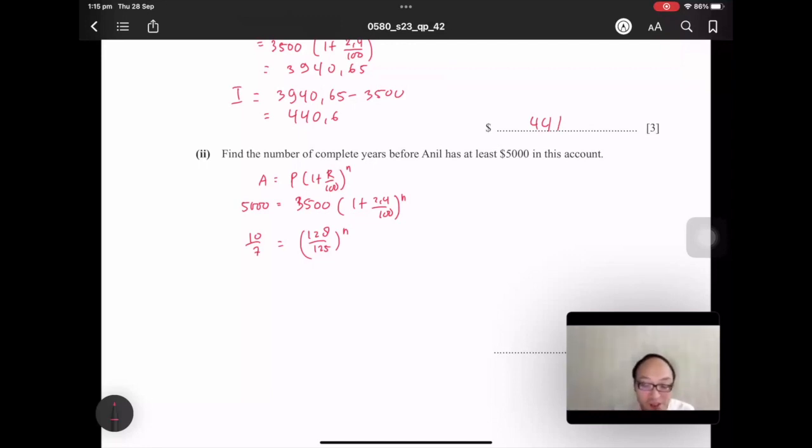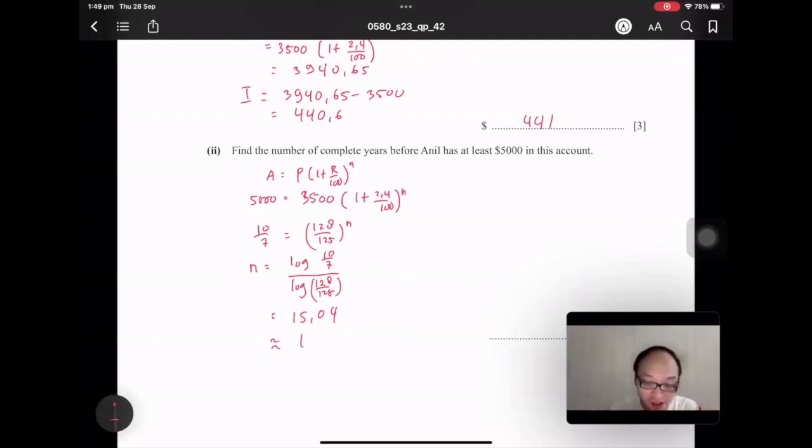And then to find the n, we can use the logarithm. So it's log 10 over 7 over log 128 over 125. So log 10 over 7 divided by log 128 over 125. So it's 15.04. So it's rounded into 16.